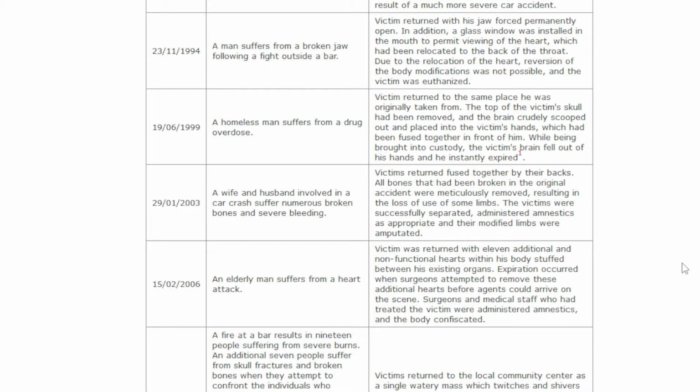Victims returned fused together by their backs. All bones that had been broken in the original accident were meticulously removed, resulting in the loss of some of the limbs. The victims were successfully separated. Administered amnestics as appropriate. Modified limbs were amputated.